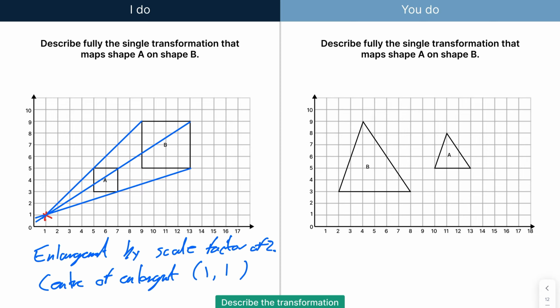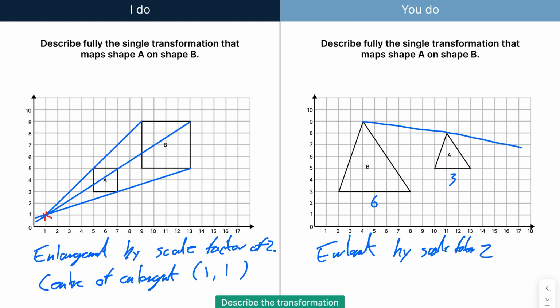So hopefully you've pressed pause and had a go at this example here. So the first thing I can see is that the width here is 3, the width here is 6. So the scale factor is 2. So you would write that it's an enlargement by a scale factor of 2.